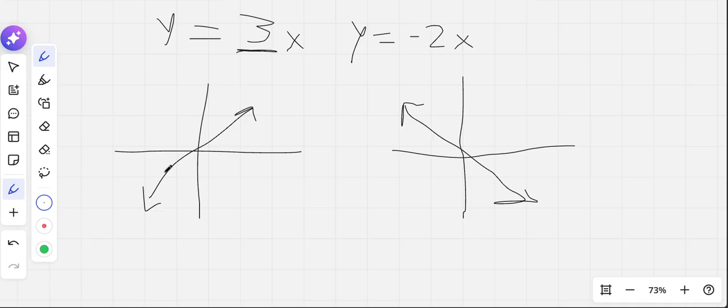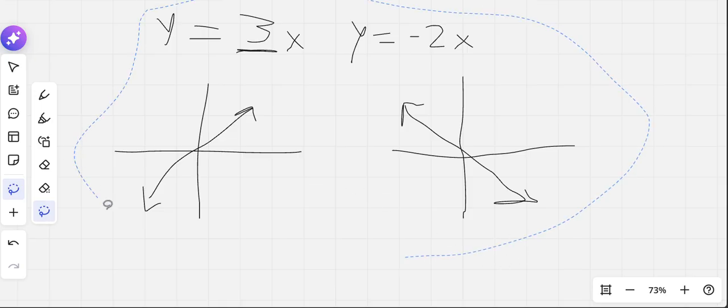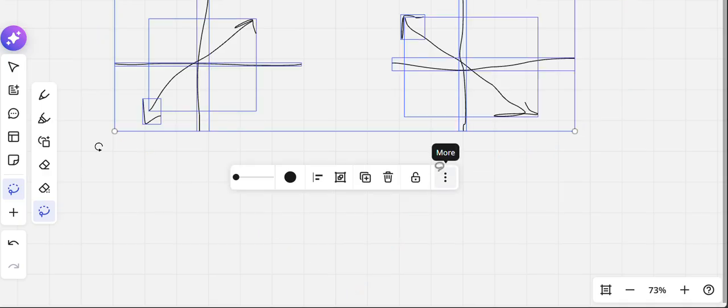So the rate of change here, you see, as x increases, y also increases. But here, as x increases, y decreases. So the rate of change is negative here, and here the rate of change is positive. So that's how you should think about positive and negative slope. And then I'll show you the difference between having a greater slope as compared to having a lower slope.